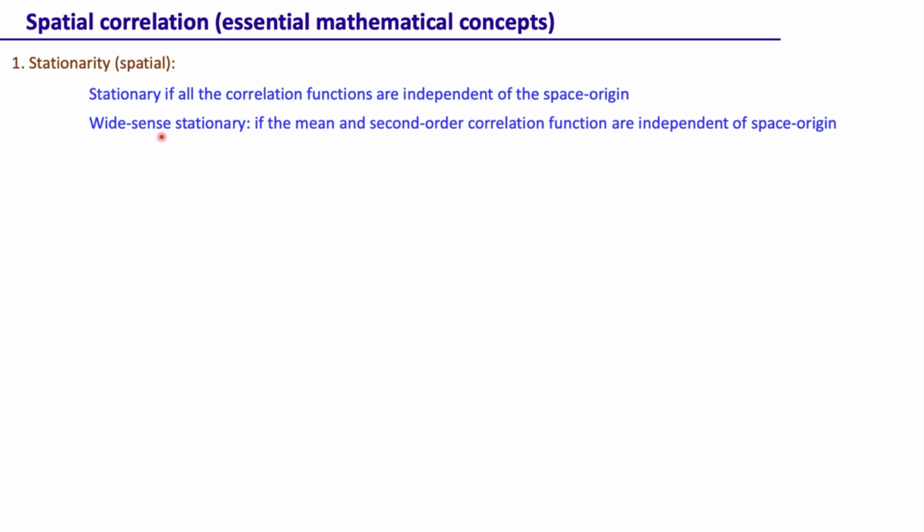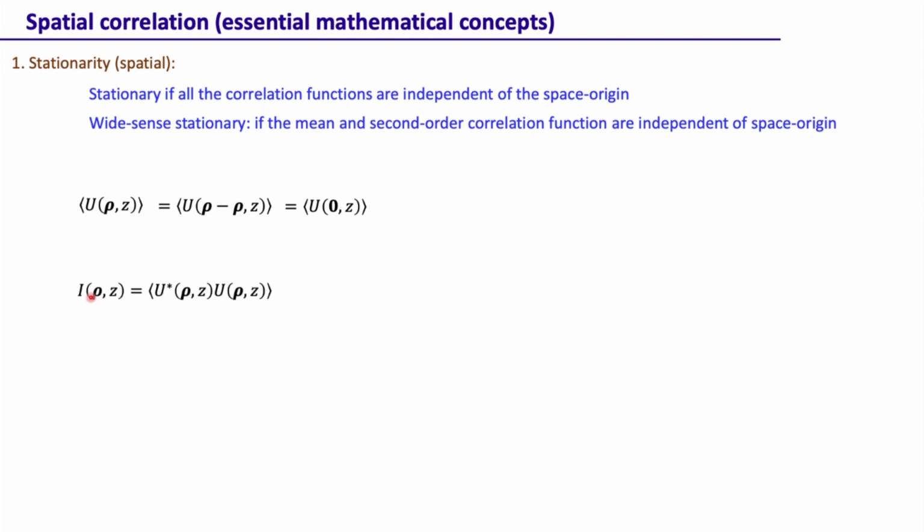We can also have the concept of wide sense stationarity, and this means that the mean and the second order correlation functions are independent of the space origin. So if we just take the field itself, then u(rho, z) should be the same as u(rho minus rho, z). So if we just shift it by rho, it should not change, and rho minus rho is the same as 0. So the field at rho should be the same as the field at the origin. That's the condition on the mean of the field.